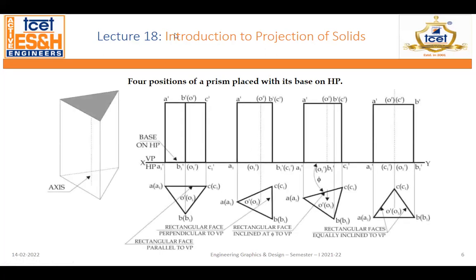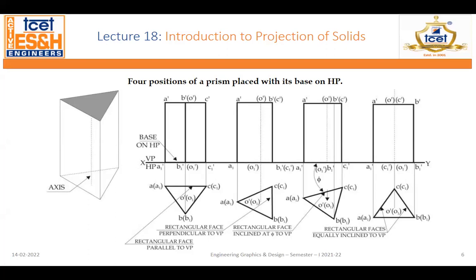So four positions, see here, four positions. What is that four position? The first position can be in this form. You consider that in front of you there is a vertical plane, and just the surface on which you are sitting, or the table you have in front of you, is a horizontal plane.